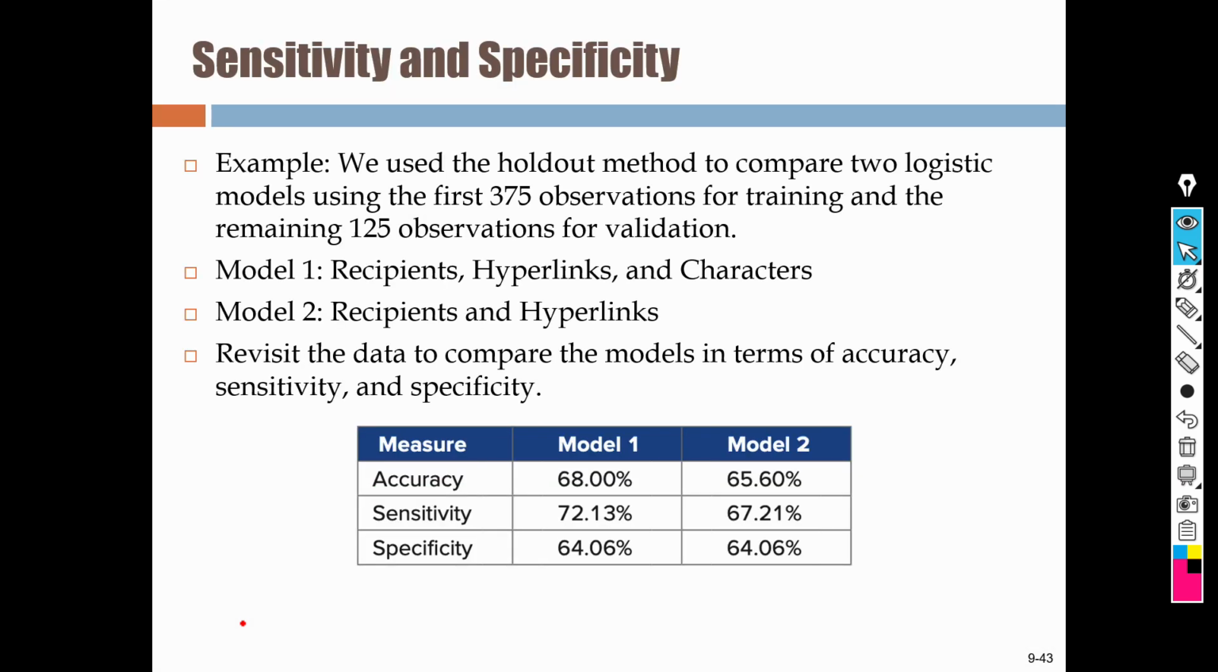Okay, rather than just accuracy, we can calculate the sensitivity and the specificity. And sensitivity and specificity are pretty widely used. The reason is in some cases the cost of the false negative and the cost of the false positive can be a lot different.